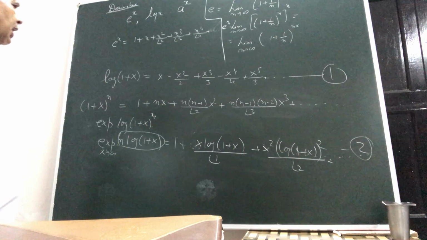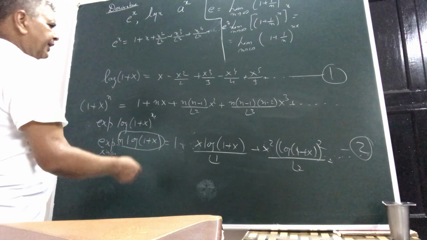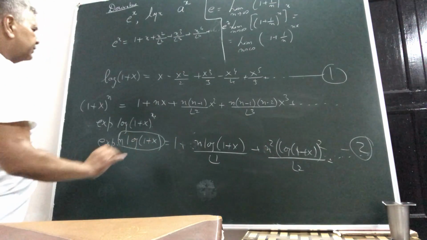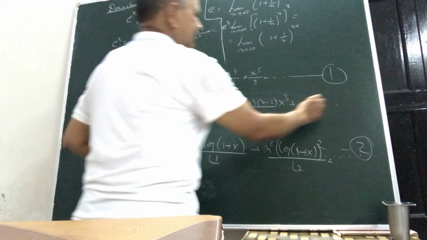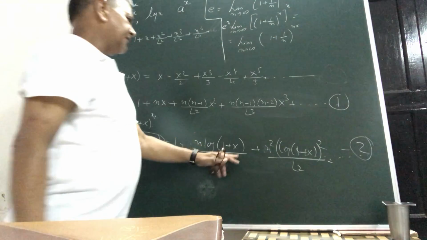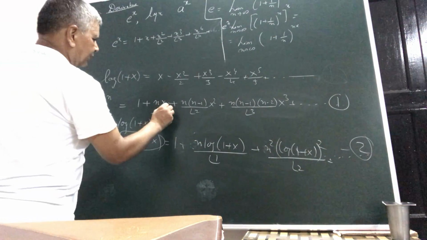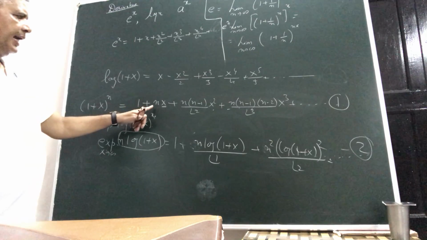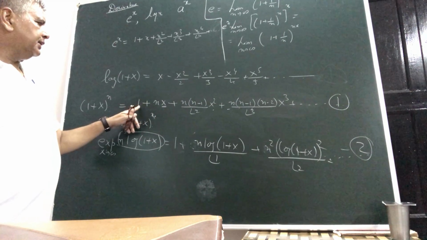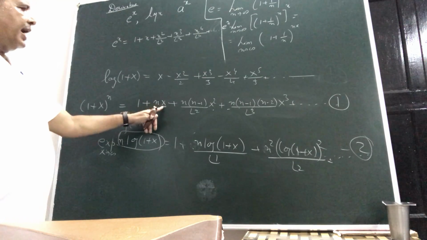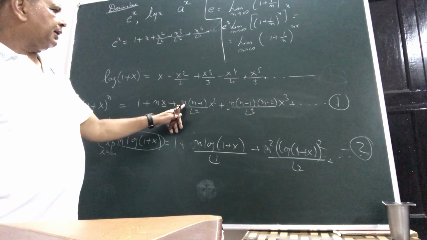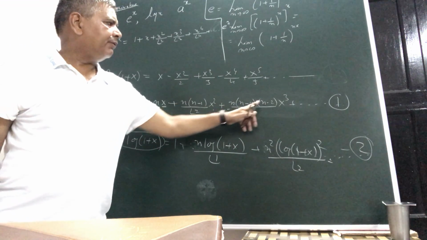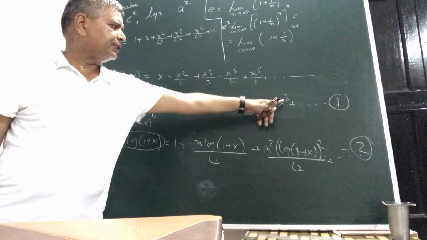Please keep it as n, no need of changing it. So 1 plus x raised to power n: this is the first expansion, and this is the second expansion. In the first expansion, let us calculate the coefficient of n. It will be x minus x square upon factorial 2, here n will be 1 into 2, plus x cube upon factorial 3.